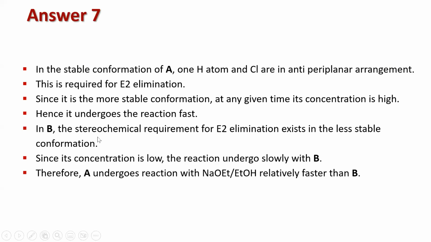But in B, the stereochemical requirement for E2 elimination exists in the less stable conformation that I explained a little while ago. Since its concentration is low, the reaction undergoes slowly with B. The elimination reaction with B is slow. Therefore, A undergoes reaction with NO2, E2H relatively faster than B. Hope you have got it clearly.